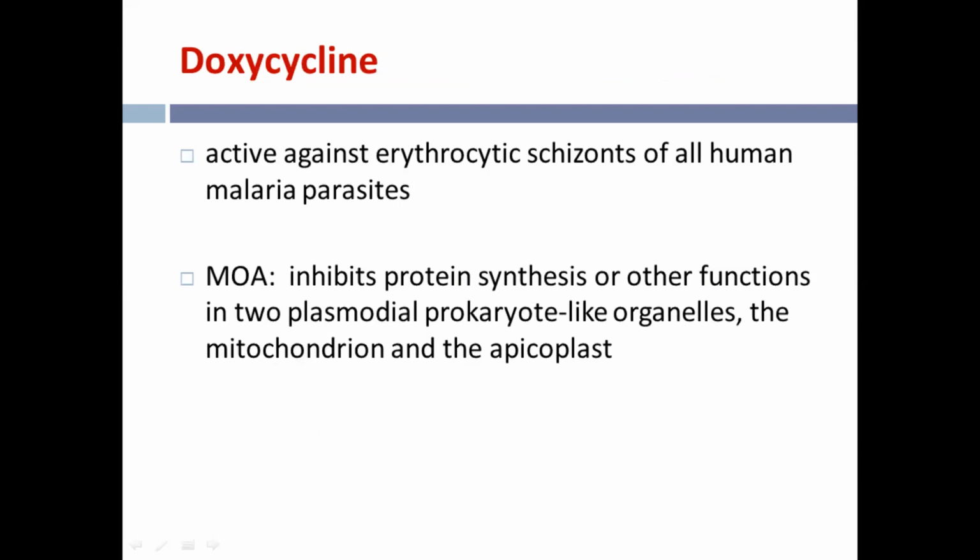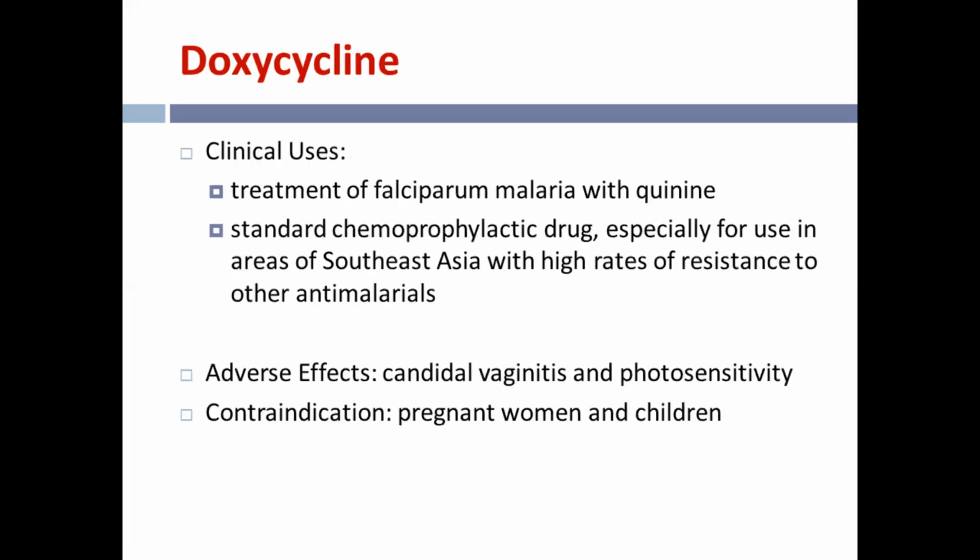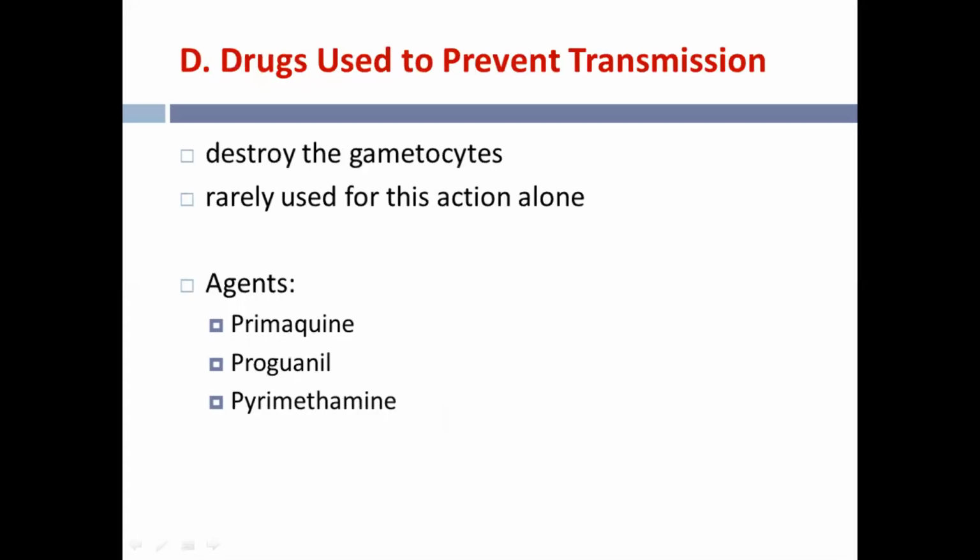So all human malaria. It is a standard chemoprophylactic drug in areas of Southeast Asia with high rates of resistance to other anti-malarials. So yan nga yan. To prevent transmission, so ito yung binibigay natin, to destroy the gametocytes. So we have Proguanil, Primaquine, and Pyrimethamine.